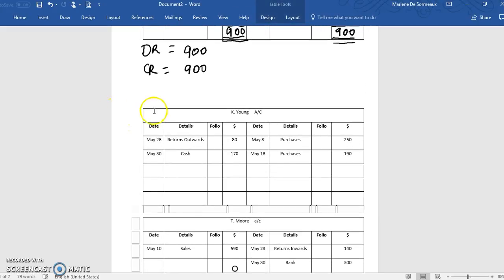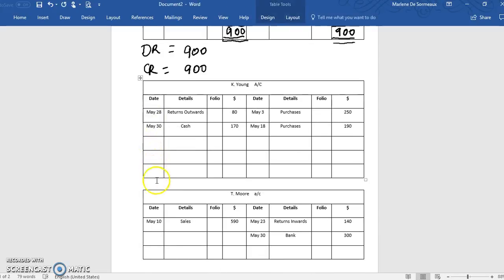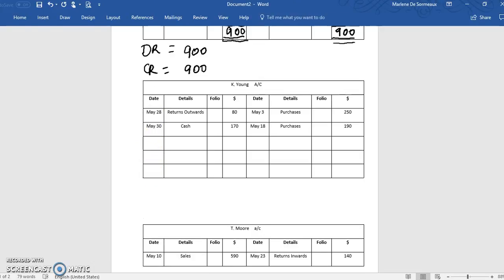Right? Now I have to do some pulling up now, so we'll get some space to do our calculations in between here. So we have this account and it's K Young. And we're going to do the first thing again. First stage, calculate the values on the debit side and calculate the values on the credit side. So let's go ahead and do that.